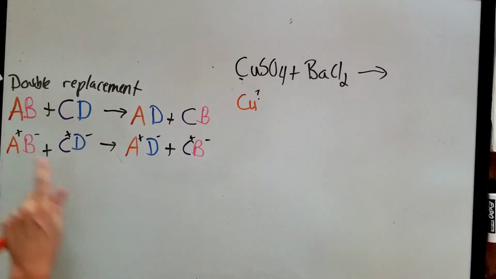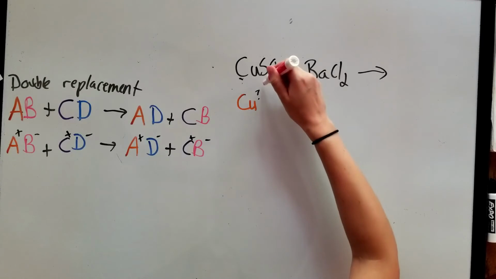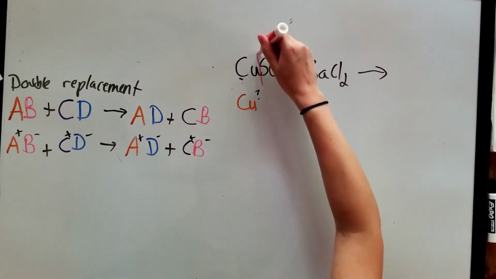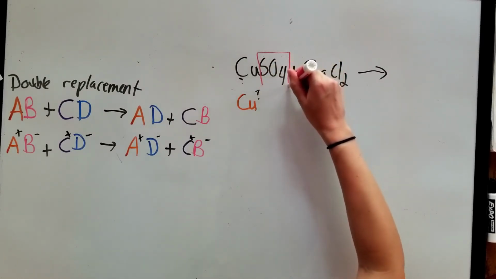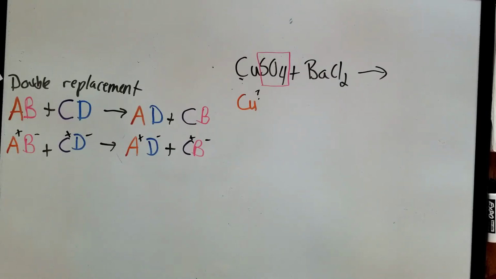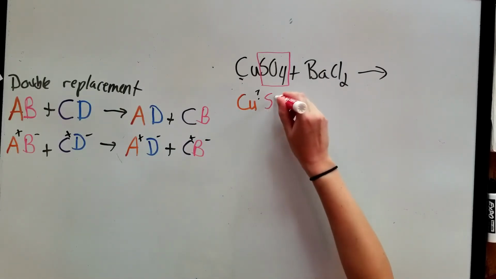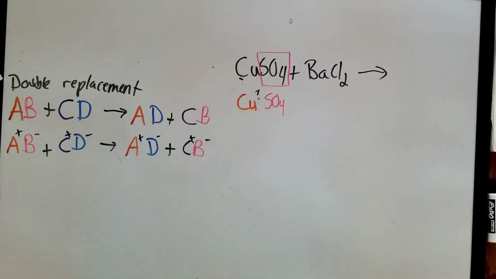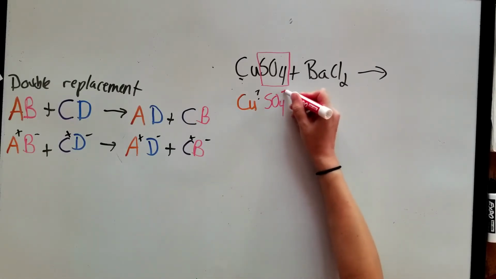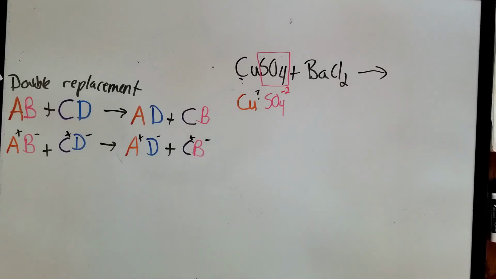Now as for the B portion, the other half of that compound, that is going to be this entire polyatomic. Okay, so SO4 is the B portion. Now the charge on SO4 we can figure out by looking at the polyatomic table, and it's actually a -2.